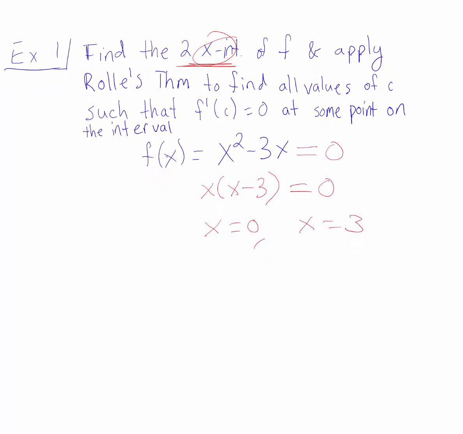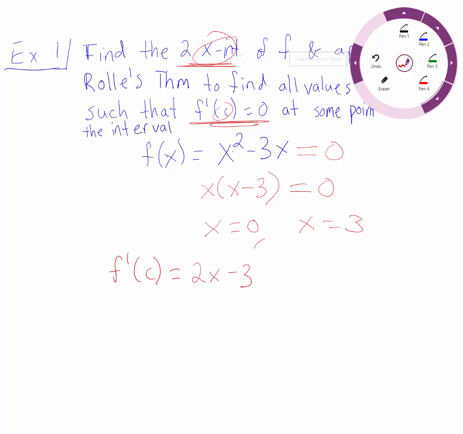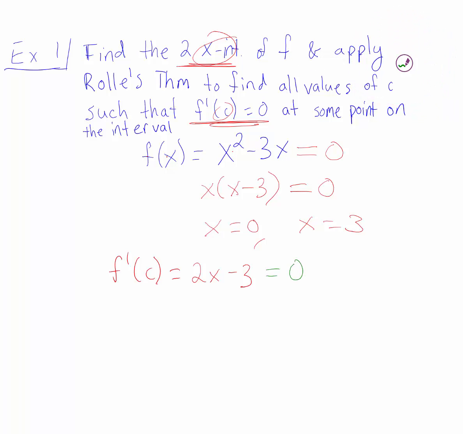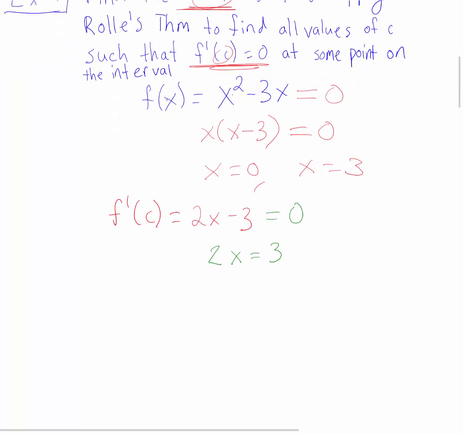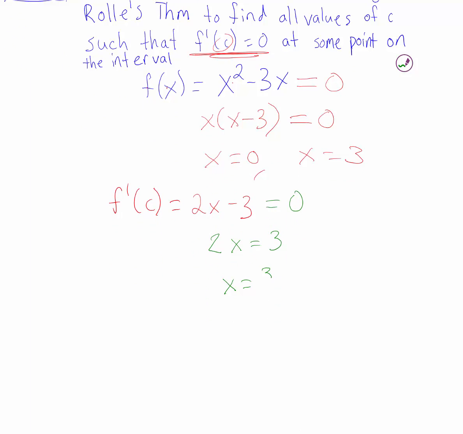Anyways, now we want to know if there's an f prime of c in between that. And because of Rolle's theorem, there actually has to be, but we're looking for where that value c is. So now we take the derivative, f prime of c equals 2x minus 3. And we're going to set that equal to 0. And we'll get 2x equals 3. And then we'll get x equals 3 halves.